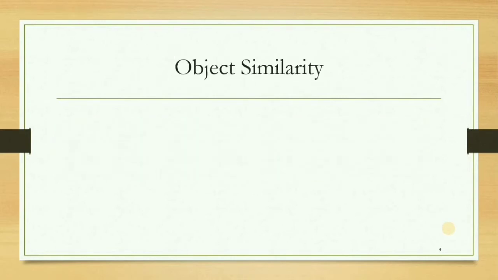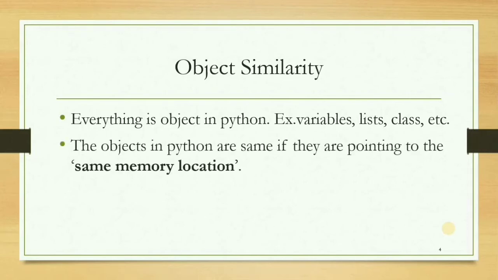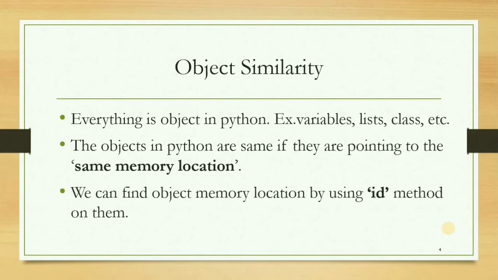Let's understand the object similarity concept. Everything is an object in Python. For example, variables, lists, and classes defined in Python are objects. Objects in Python are same if they are pointing to the same memory location, and the memory location of the objects can be found out by using the id method on them. We are going to discuss this concept in detail during the practical.